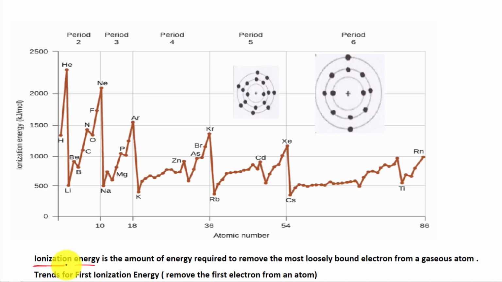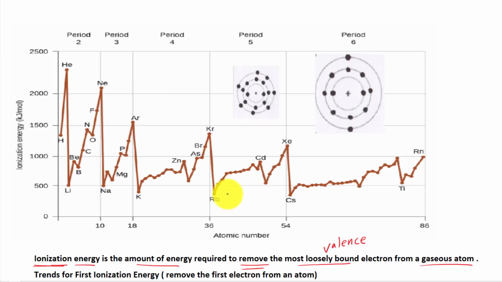Now, what is it? Well, it is the amount of energy required to remove. Now, what does the word remove mean? Well, think about losing an electron, right? If your electron is being removed, you're going to lose that electron. Which electron is going to be removed? Of course, the most loosely bound electron, and this is your valence electron, from a gaseous atom. Well, it has to be in a gaseous state in order for that electron to be easily removed.